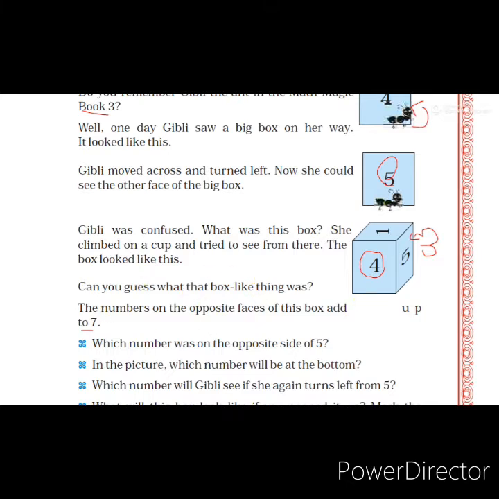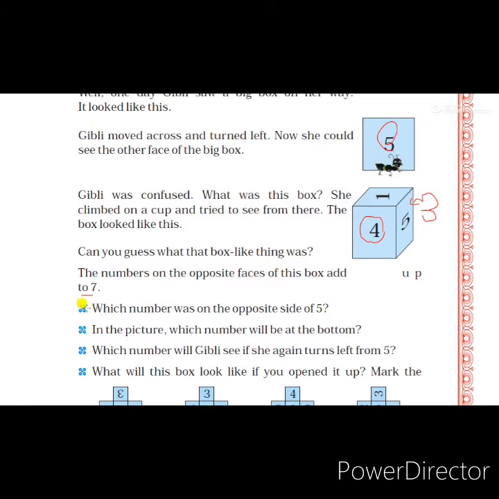Now see the question related to these pictures. Which number was on the opposite side of 5? Students, we know that if we add 5 and the number on the opposite side, the total will be 7. To find that number, you have to subtract 7 minus 5. What is the answer? 7 minus 5 equals 2. So the number opposite of the face 5 will be 2. So you write the answer this way: 7 minus 5 is 2. So the number on the opposite side of 5 is 2.